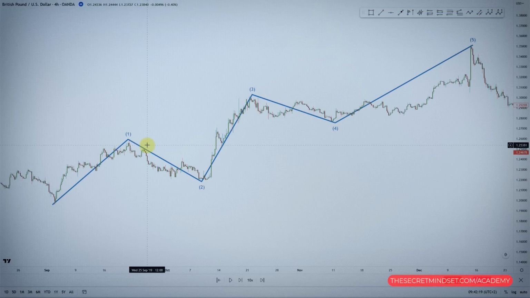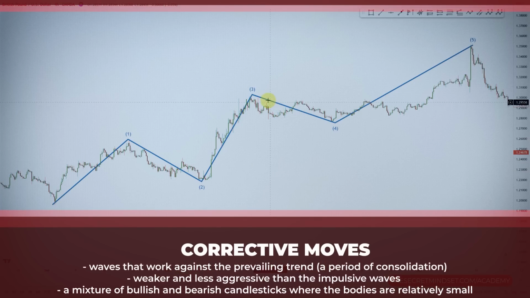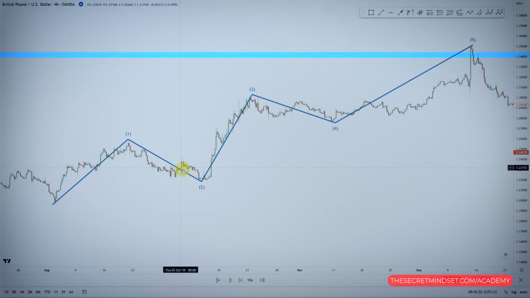On the opposite end of the spectrum, we have corrective moves, or waves that work against the prevailing trend. These counter-trend moves represent the period of consolidation and are typically weaker and less aggressive than the impulse waves. The corrective move during an uptrend is characterized by a move lower or even sideways. Unlike impulse movements, corrections are formed by a mixture of bullish and bearish candlesticks, where the bodies are relatively small.